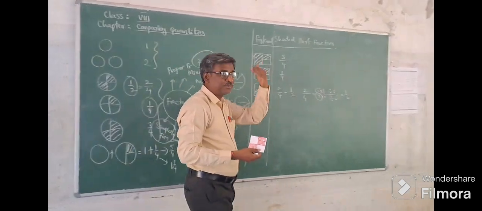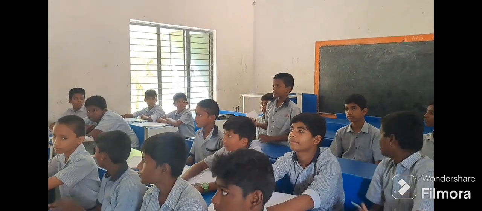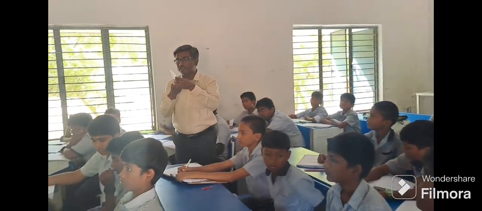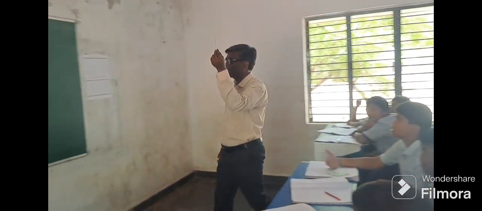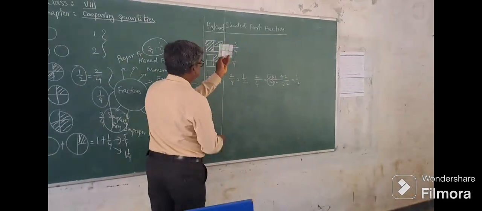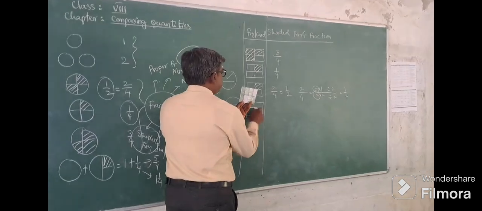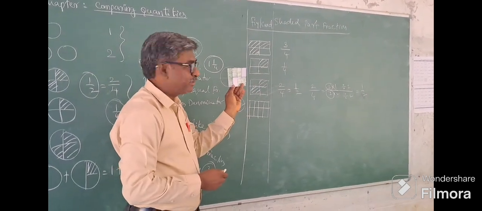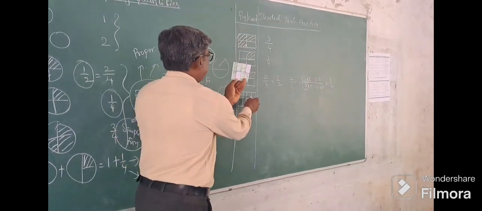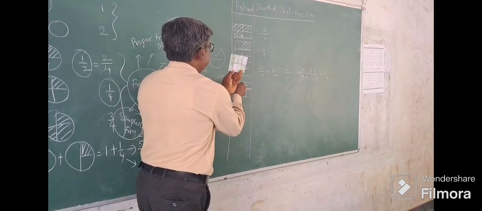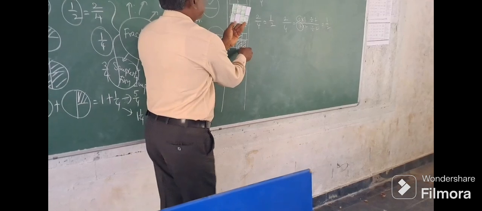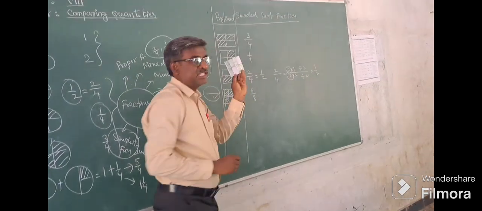Now from the third group, the fourth group. So what is your fraction? 6 by 8. You see this? Because the card is divided into how many equal parts? 8 equal parts. Apart from that, how many equal parts are shaded? 1, 2, 3, 4, 5, 6. So the fraction form is 6 by 8.